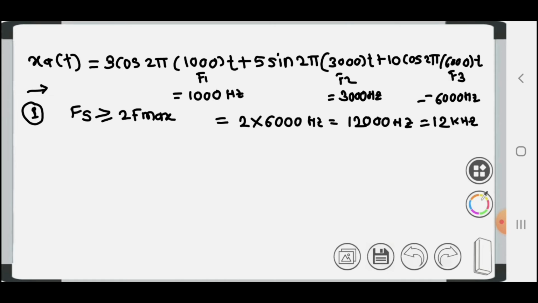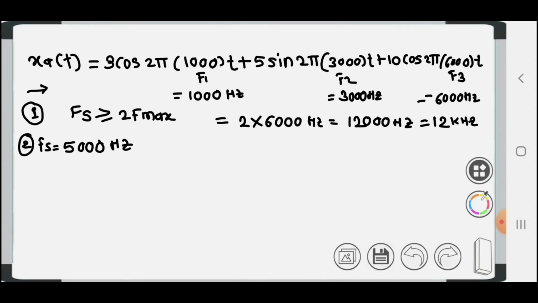Then the next question was, they have given the sampling frequency, that is samples per second, means the sampling frequency is 5000 samples per second. So fs is equal to 5000 hertz. Samples per second is nothing but the sampling frequency. So we have to find out the discrete time signal by using this sampling frequency.